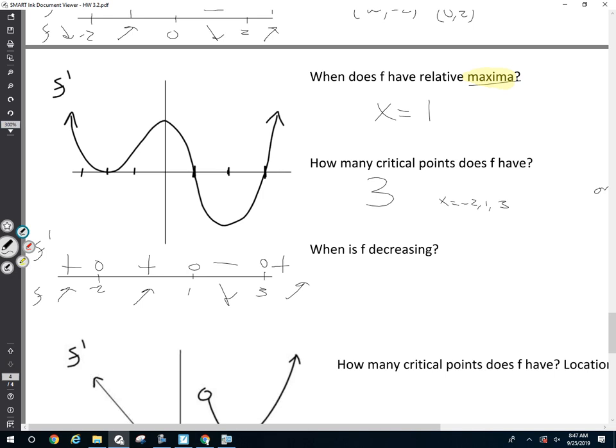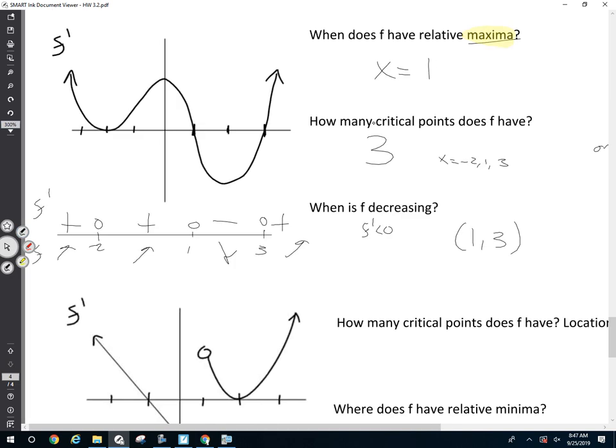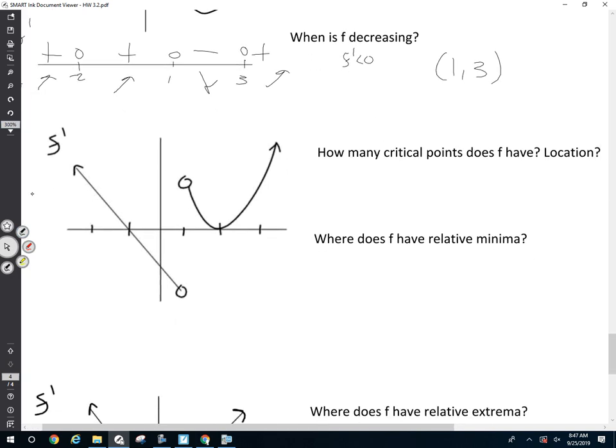When is f decreasing? F is decreasing when f prime is negative. F prime is negative from 1 to 3. How many critical points do we have? Remember, when f prime is 0 or undefined, that's a critical point.